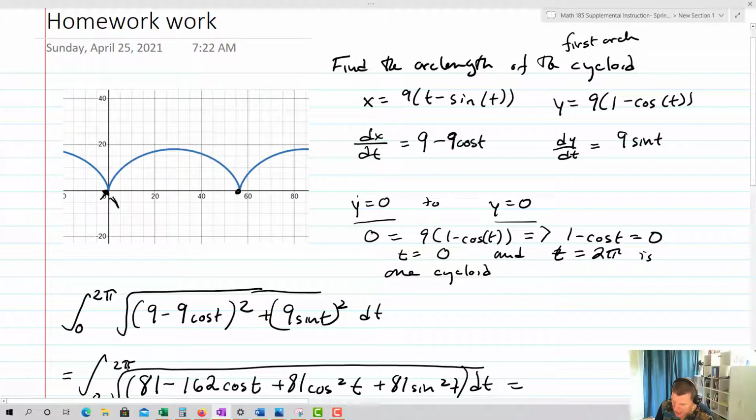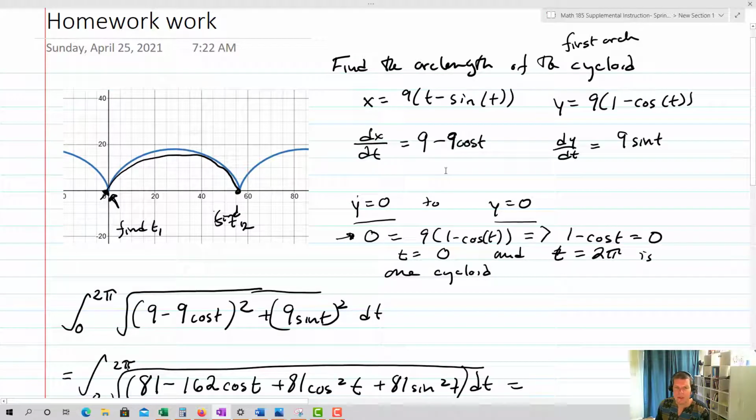That's because we need to find t, right? We need to find our t1 and our t2. So we want to find both of those. How we're going to do that is set y equal to 0 and then solve. When I do that, I get 0 equals 9 times (1 minus cosine t), and that gives me that cosine t equals 1. And we'll go from t equals 0 to t equals 2 pi, right? So those are the two bounds for this first cycloid, 0 to 2 pi. Okay, so that's one cycloid.